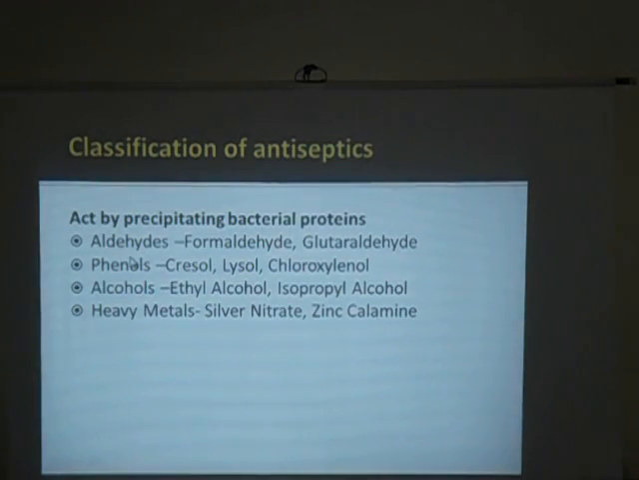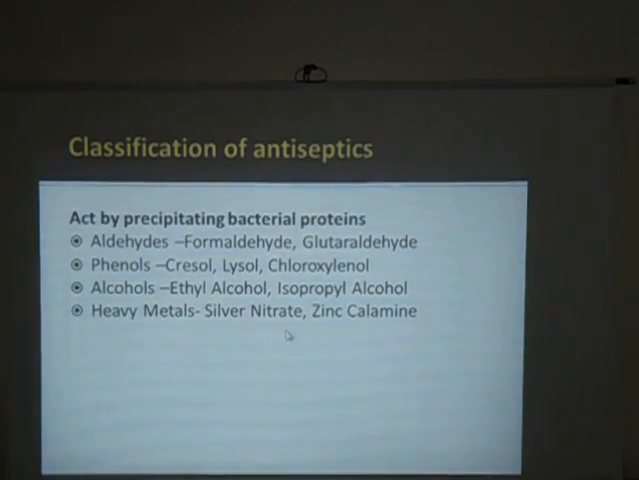The commonly used ones are the aldehydes, phenols, alcohols and heavy metals. From aldehydes we have formaldehyde and butyraldehyde. Butyraldehyde is commonly used for surgical dip method sterilization. I have seen surgical instruments in a tray where they are dipped into some fluid. That is butyraldehyde. Then we have cresol, Lysol, chlorine. These are phenols. These can be corrosive to surgical instruments. These are mainly used for mopping the floors.